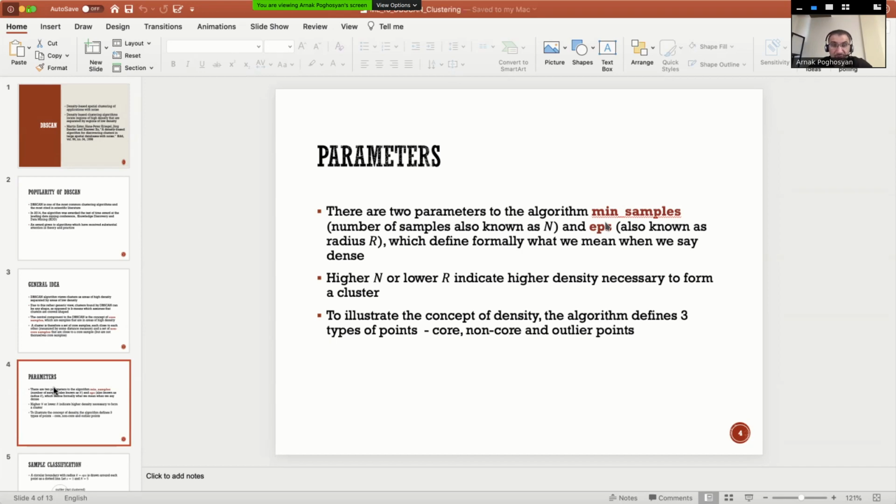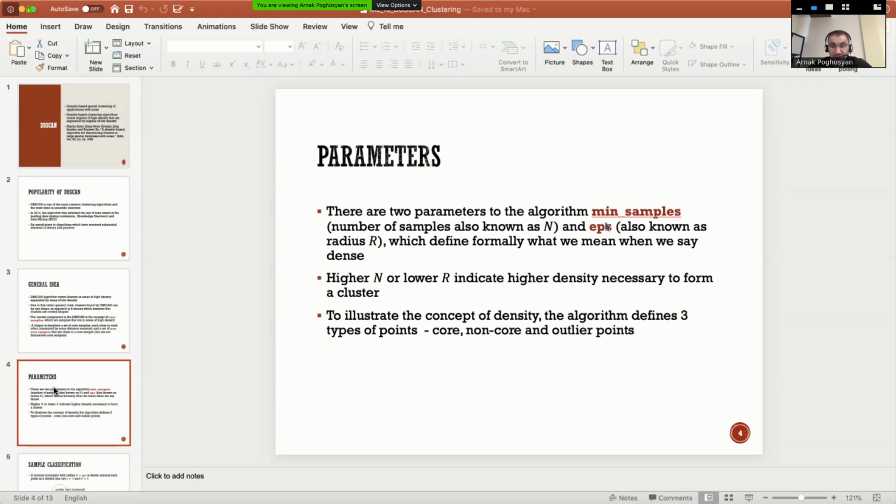So just remember that in case of DBSCAN, we have here two very important parameters. We have min samples, the number of samples, also known as minPts. So we need to identify the minimum number of samples and epsilon, also known as the radius, which define formally what we mean when we say dense.